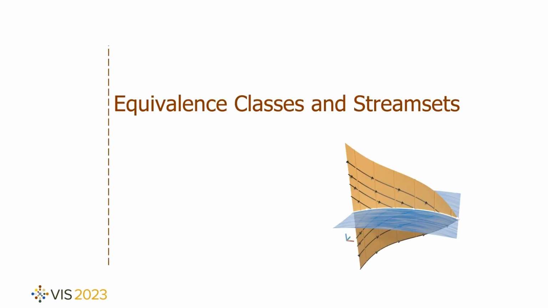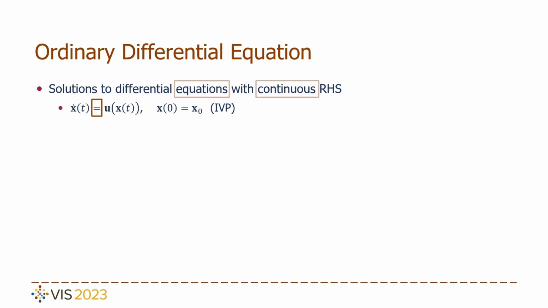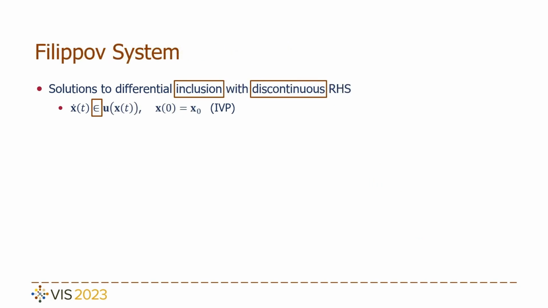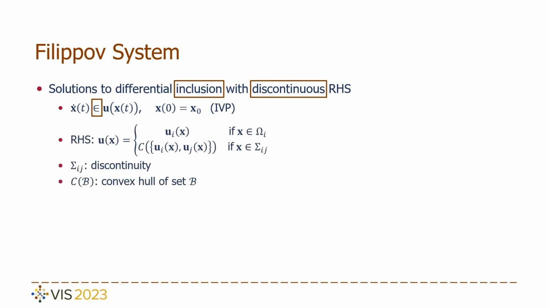We now introduce stream sets on which we build our theory and technique. Usually, dynamic systems involve ordinary differential equations with continuous right-hand side. In the case of discontinuous right-hand sides, we need the theory of Filippov systems, which generalizes differential equations to differential inclusion problems. The right-hand side is now set valued with the inclusion of the convex hull. Here, sigma ij is the discontinuity.